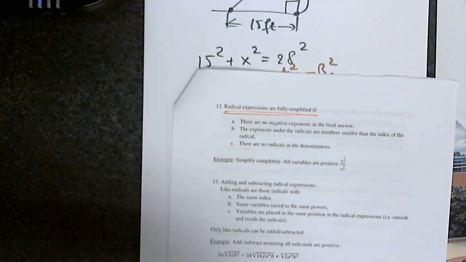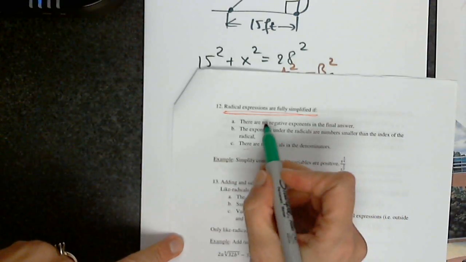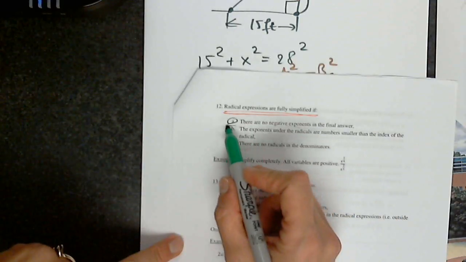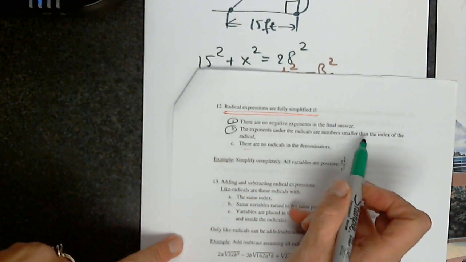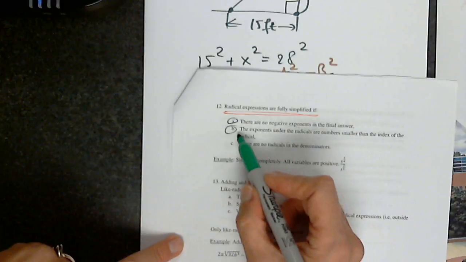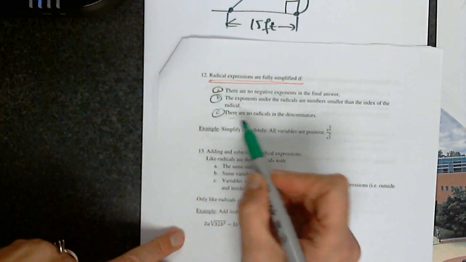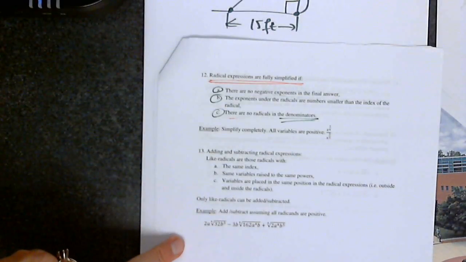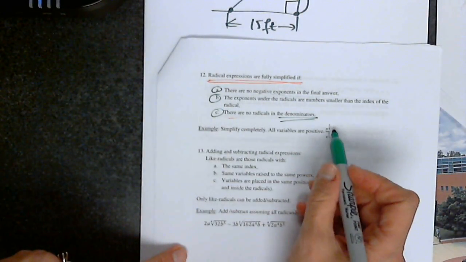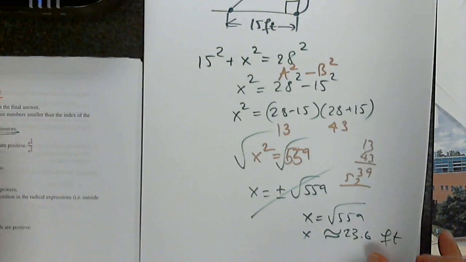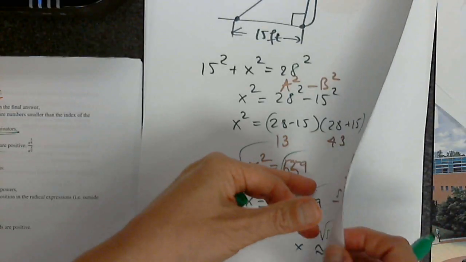We know this. There are no negative exponents, so they are fully simplified if there are no negative exponents in the final answer. Two, the exponents under the radicals are numbers smaller than the index. We know that. We just had a few examples today. There are no radicals in the denominators because we need to rationalize the denominator. Okay. I think we worked on this problem, but it's a good exercise to do it right now. So we can complete this handout. We'll have to do it again when we review.